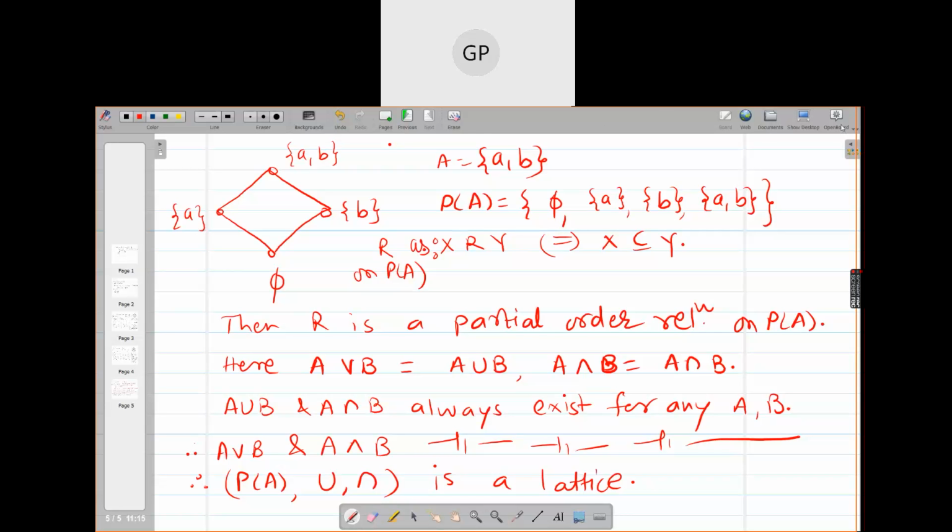Yes, now let us construct the join and meet tables. For this, have you written all this? Yes, ma'am. Okay. Just a minute.